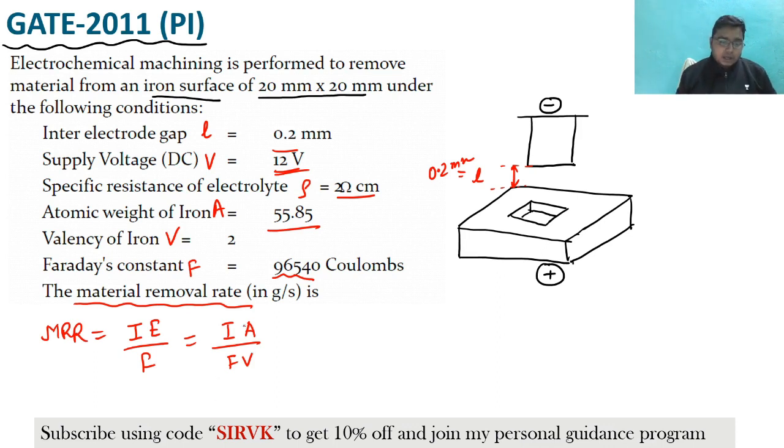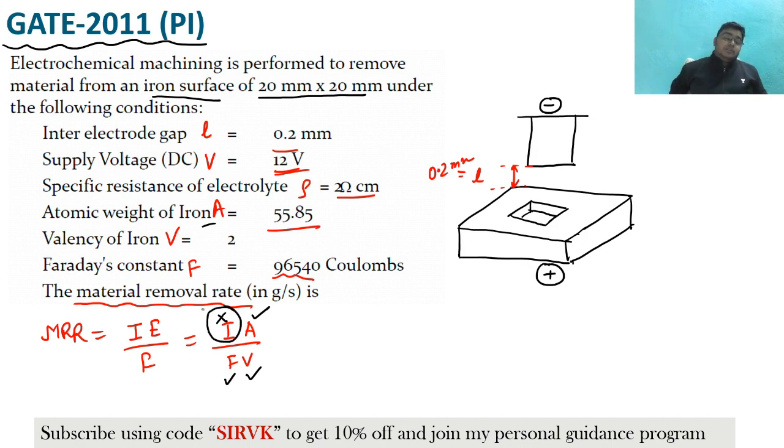Now see here. You know the current? Do you know the current value from here? Oh, the current value is not known to me. Fine. Do you know the A value? Yes, I know the A value. Okay, this is known to you. Do you know the Faraday's value F? Okay, I know. Do you know the valency? Yes, you know. So the problem in this is that you don't know the current value.